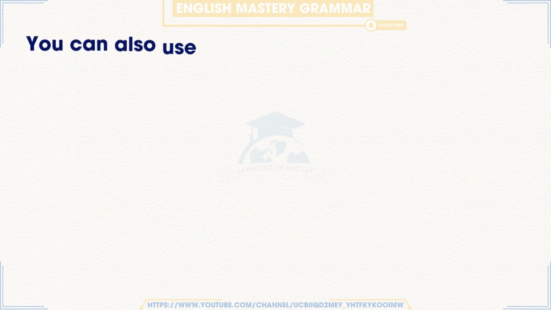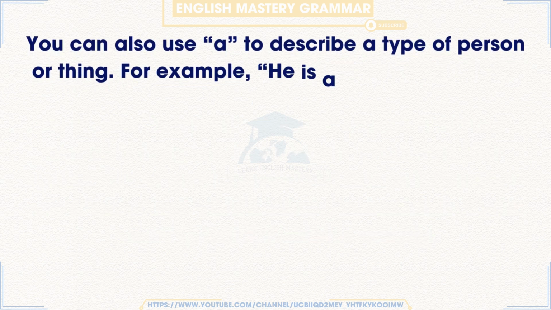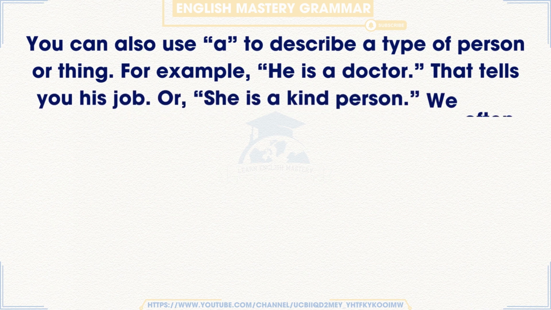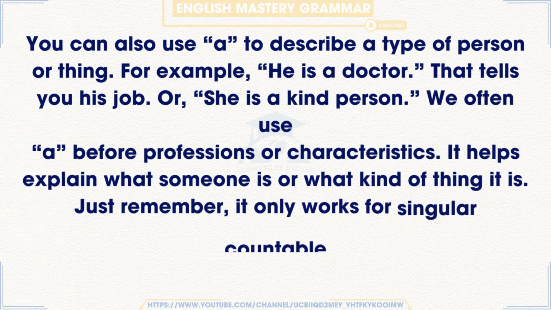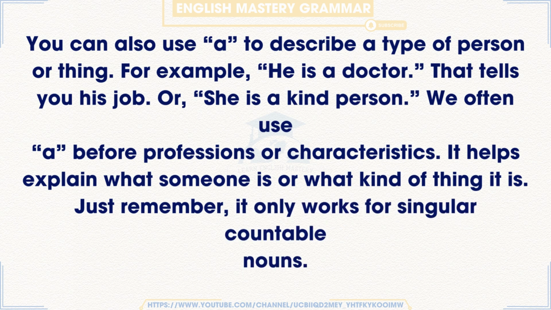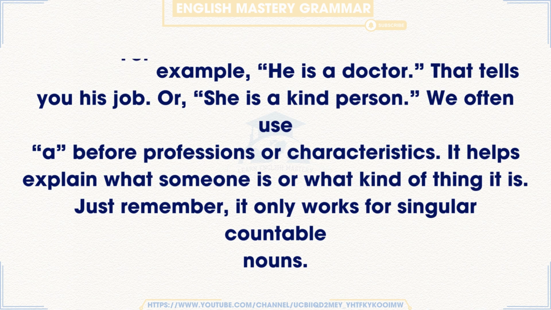You can also use a to describe a type of person or thing. For example, he is a doctor. That tells you his job. Or, she is a kind person. We often use a before professions or characteristics. It helps explain what someone is or what kind of thing it is. Just remember, it only works for singular countable nouns.